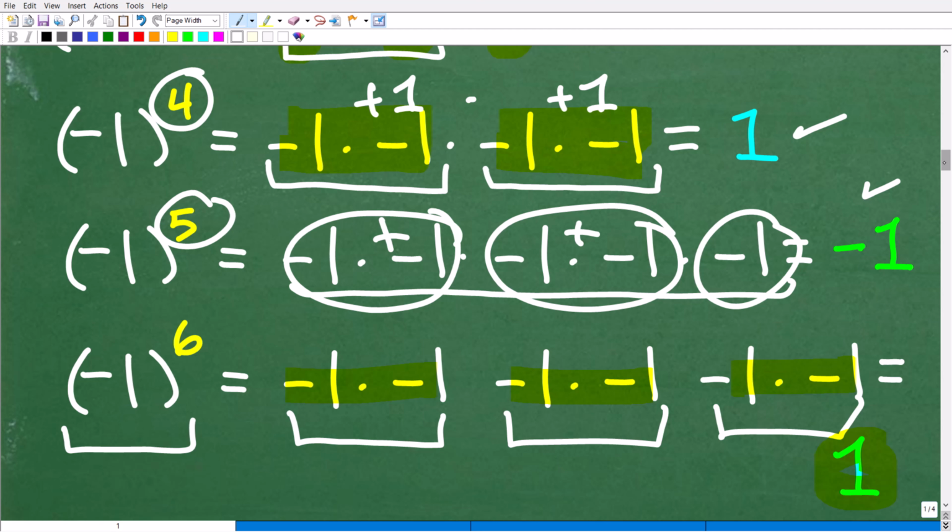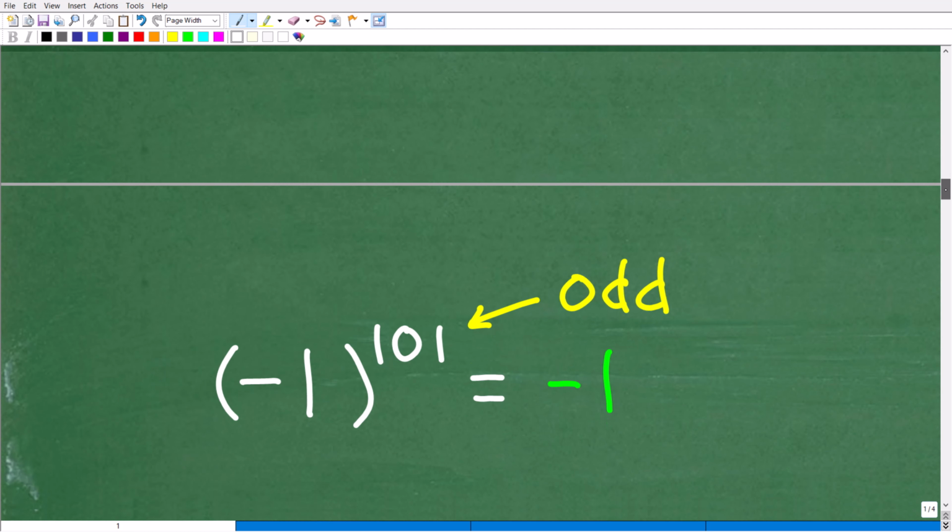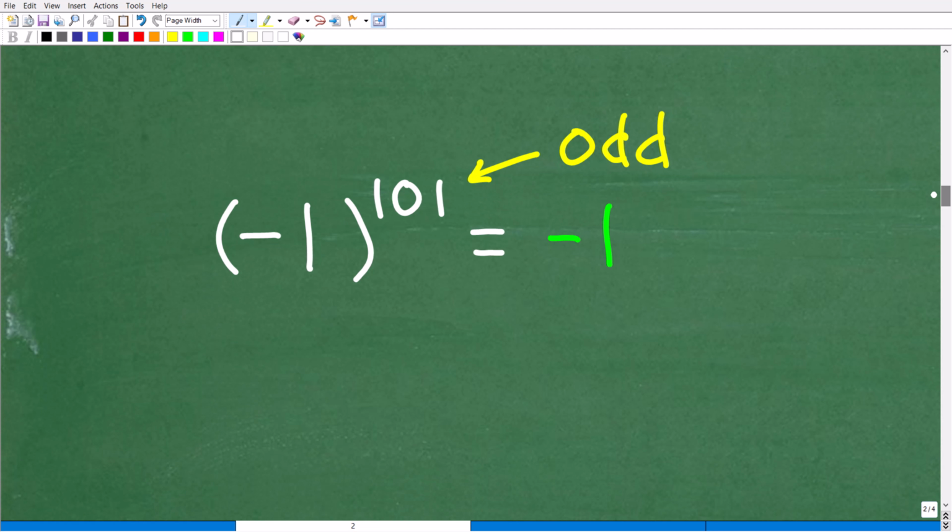All right, so at this point, we're coming up with this formula, if you will, or this observation that -1 to an even power is +1, and -1 to an odd power is -1. Okay, so this is outstanding, right? We could take this pattern and apply it to our problem. So let's go ahead and do that now. So when I'm looking at the actual problem here, I've got -1 to the 101st. Well, 101 is an odd number, so my answer is -1.